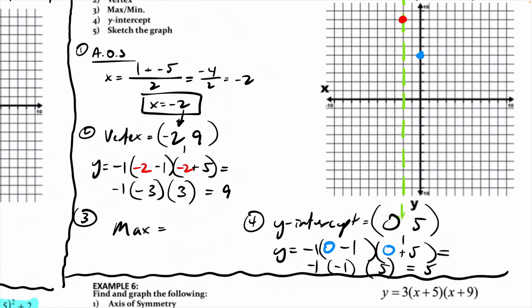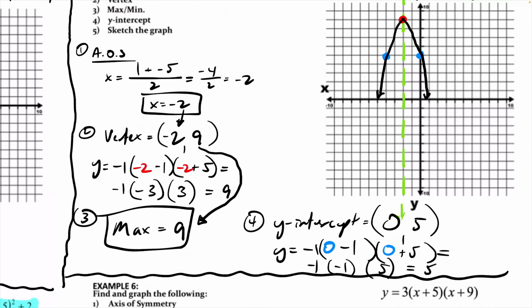Mirror. Connect. We said it was going to be arrows down, and it is arrows down. So that means it's going to have a maximum. Where's the maximum going to be? This guy right there. This one is 9.